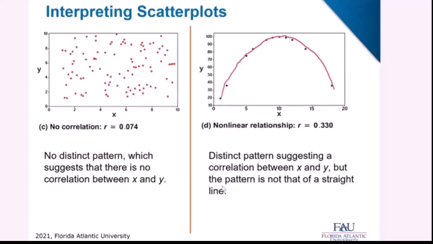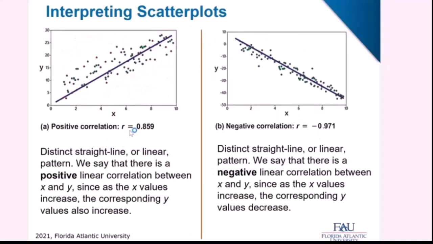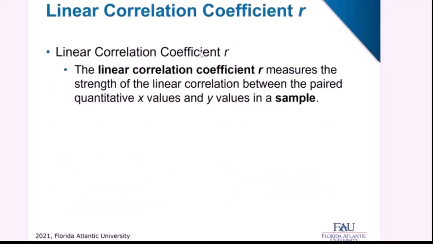We've seen positive straight line, negative straight line, nothing. And here we have a pattern, but it is not a straight line. And R is always between -1 and +1. This is very close to +1, and this is very close to -1. The linear correlation coefficient R measures the strength of the linear correlation between the paired quantitative values X and Y.